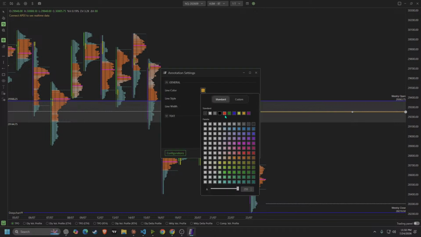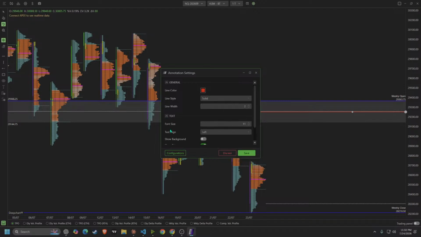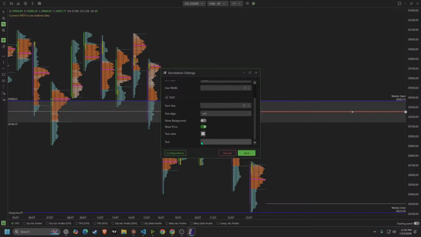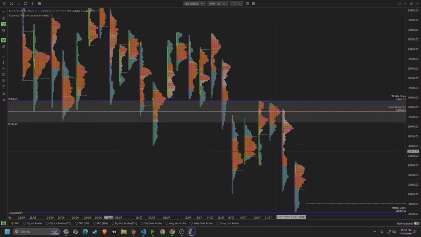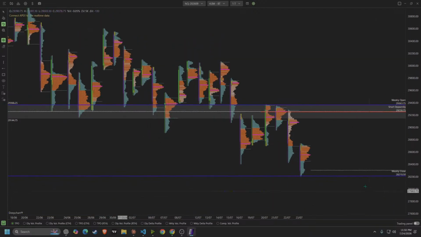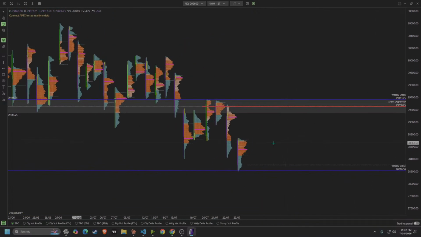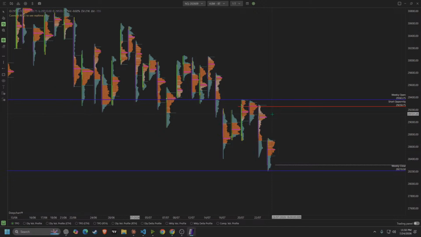This is going to be our short opportunity. And the short opportunity on the higher time frame. Now we've got two levels that we're looking at. Like to keep things clean.